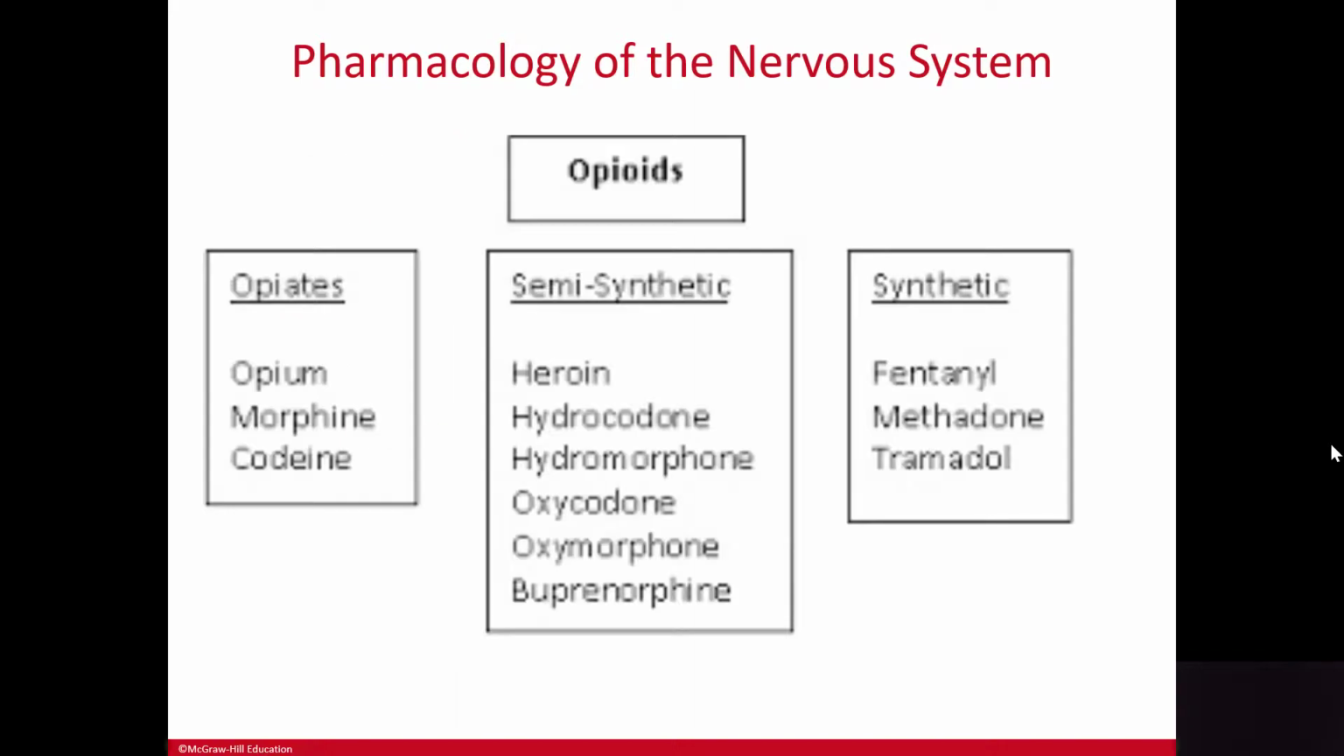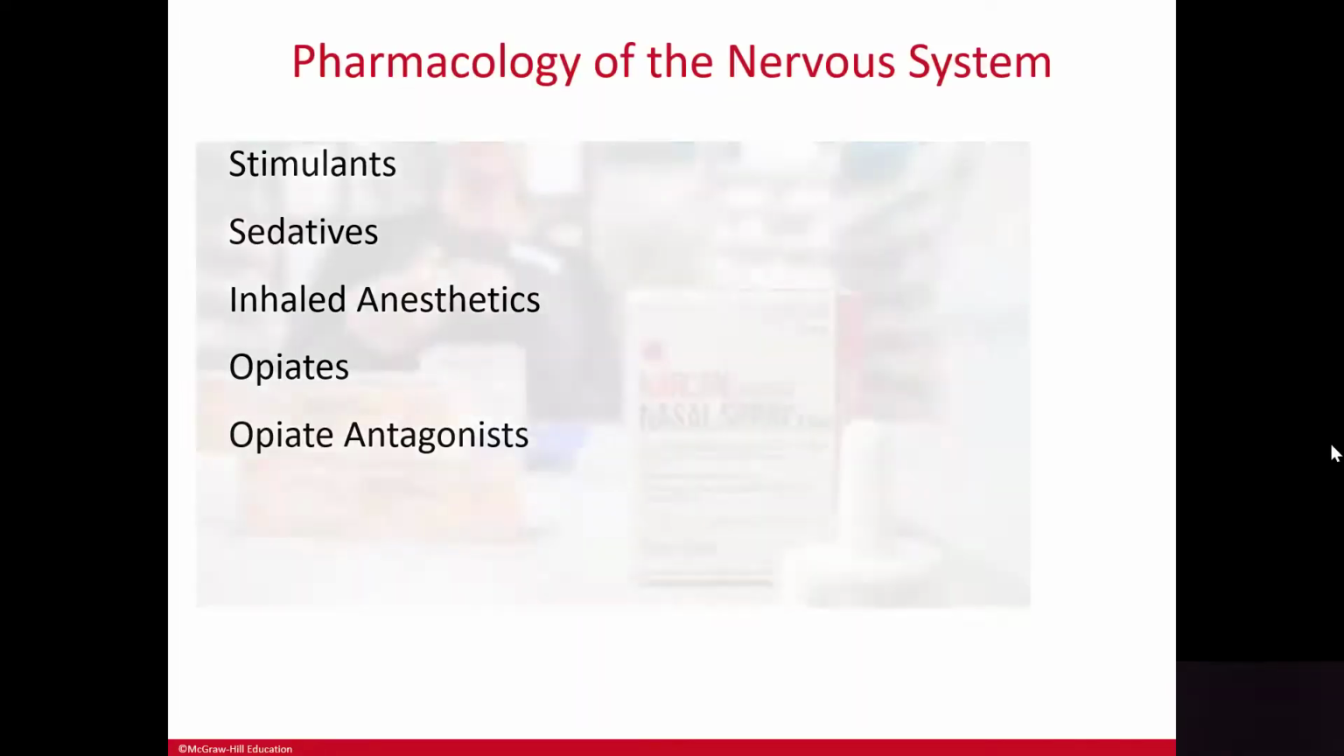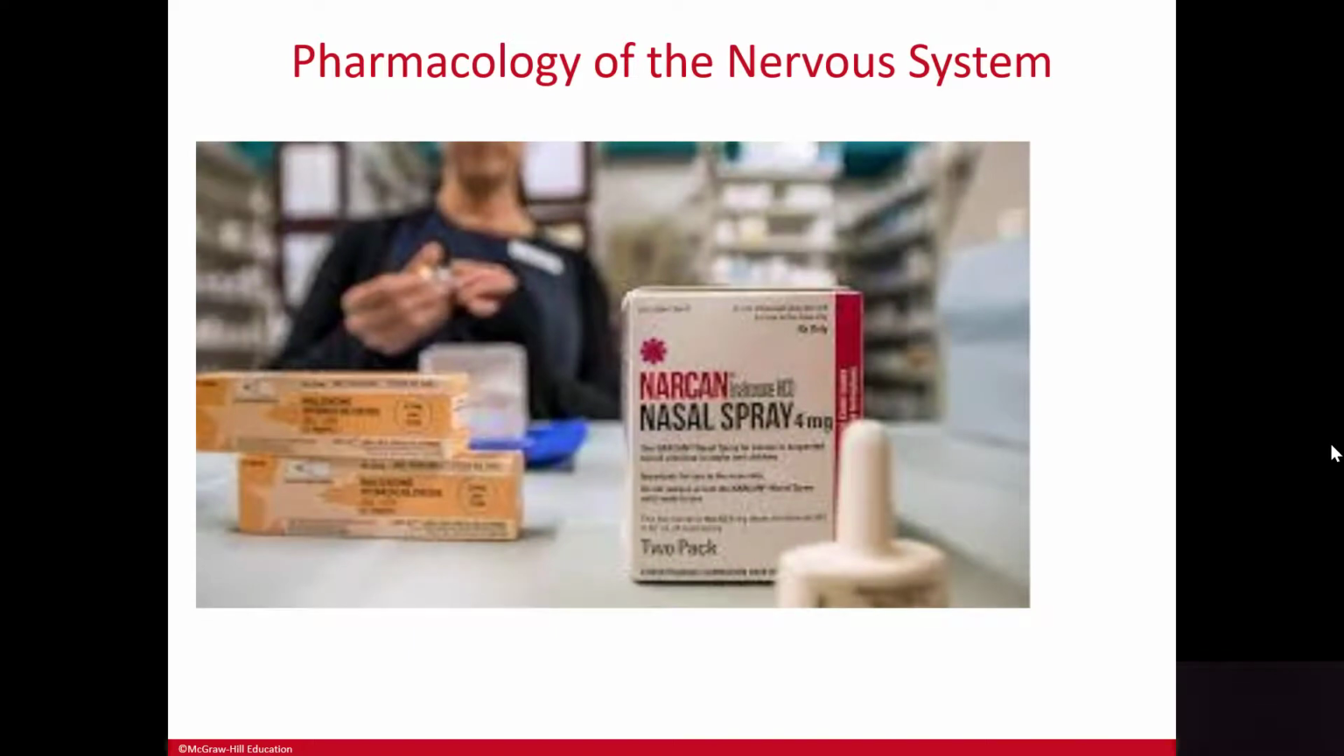Opiates include drugs like morphine, codeine, heroin, methadone, and oxycodone. Opiate antagonists prevent opiate actions and are used in drug overdoses. They include naloxone and naltrexone. An antagonist is a drug that works against something, so anytime you hear the term antagonist, it's blocking the effect of something.